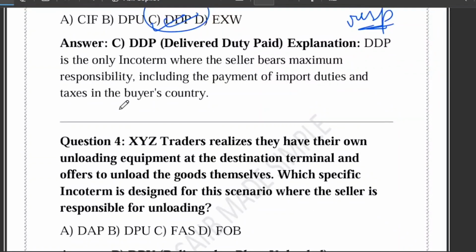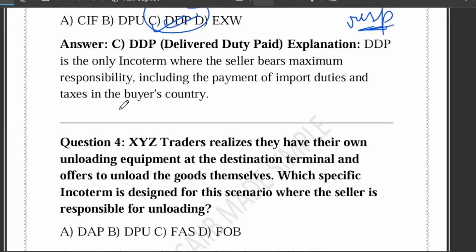Now the fourth question. XYZ trader realizes that they have their own unloading equipment at the destination terminal and offers to unload the goods themselves. Which specific Incoterm is designed for this scenario where the seller is responsible for unloading? Very good question. So the answer is DPU, delivery at place unloaded. Because under DPU, the seller is responsible not only for delivering the goods to the agreed destination, but also for unloading them from the arriving means of transport.